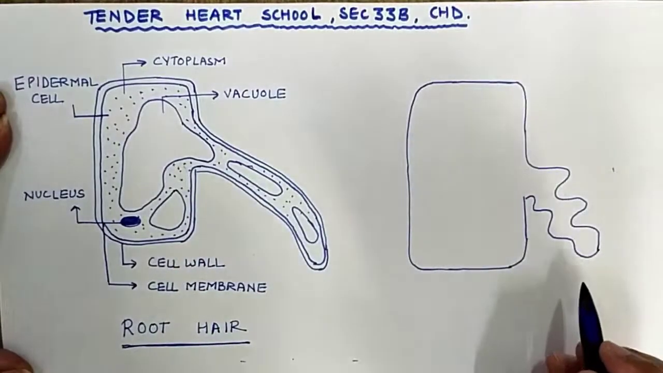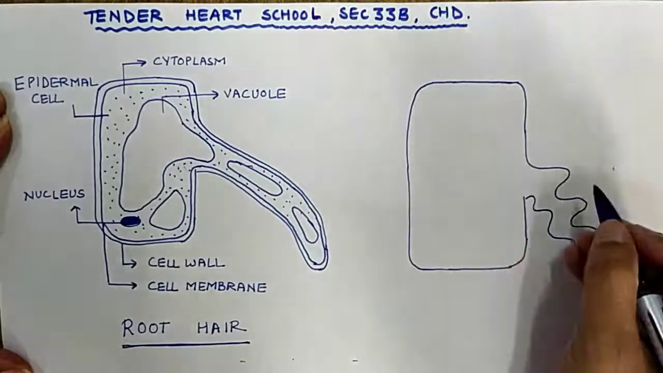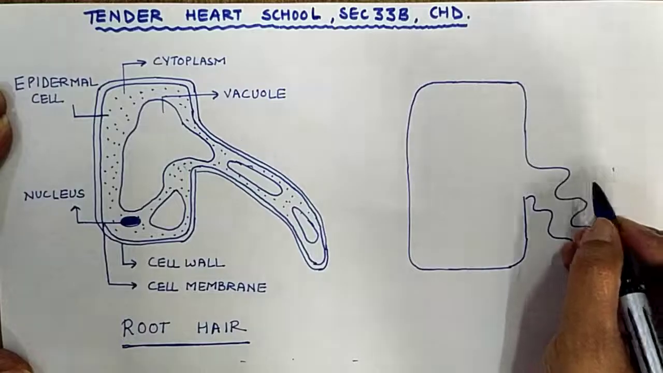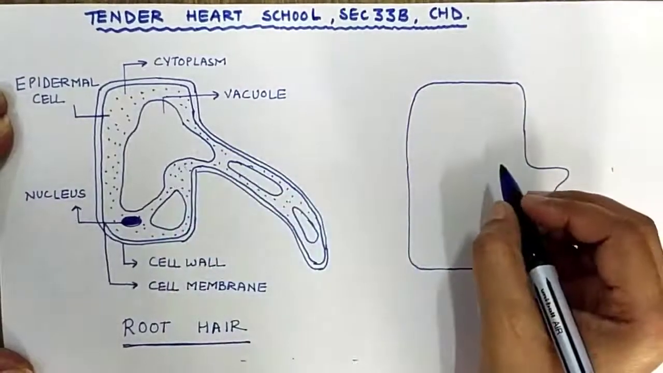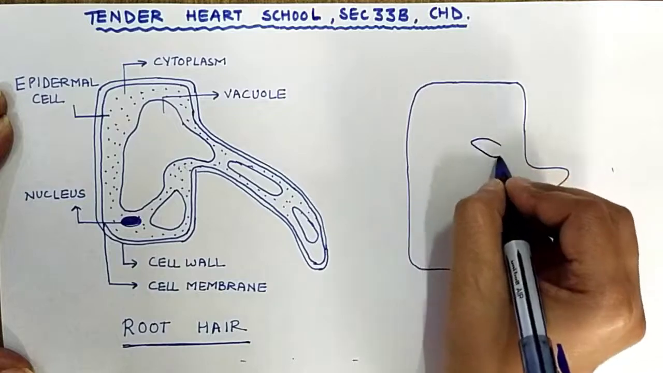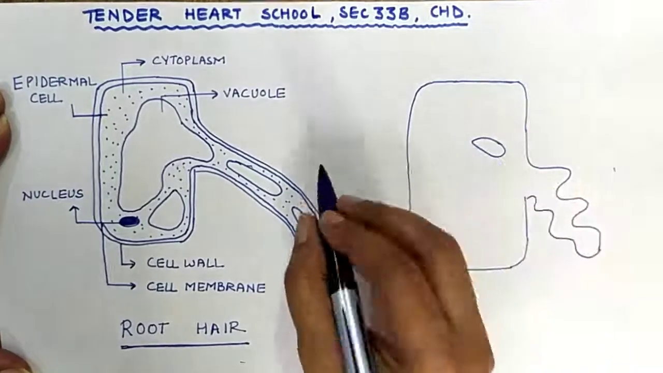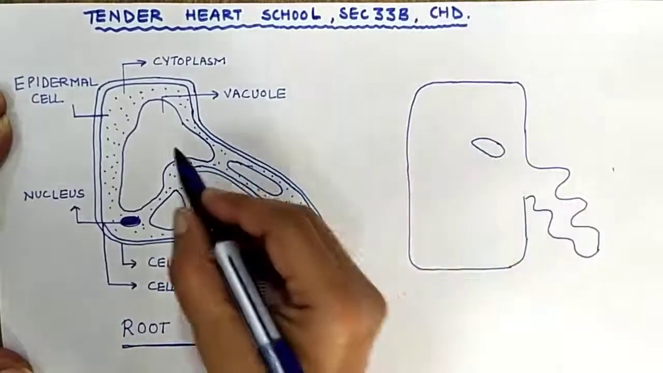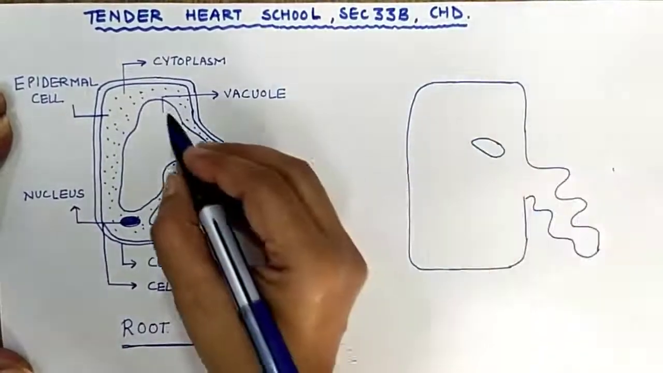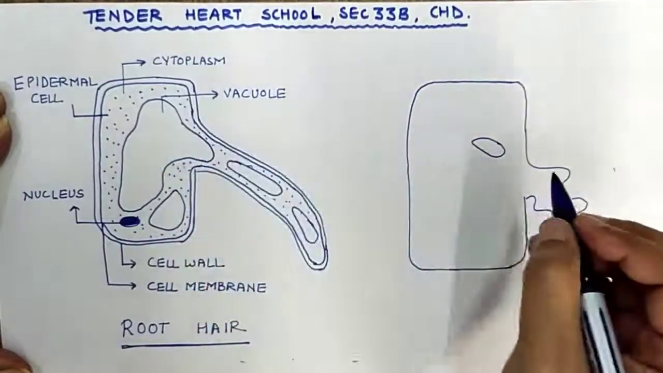Now other parts you can label. Now what happens is, because of the exosmosis, the water has gone out of the vacuole. The vacuole size reduces, right? So vacuole becomes very small in size. This way you can show very small size. All the water from the vacuole has come out. Now because the vacuole has reduced, the cell membrane also detaches from the cell wall.